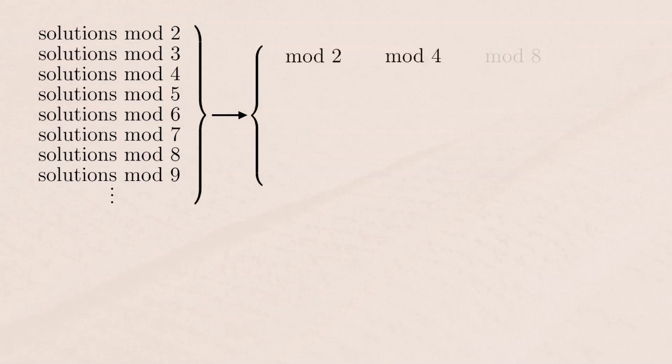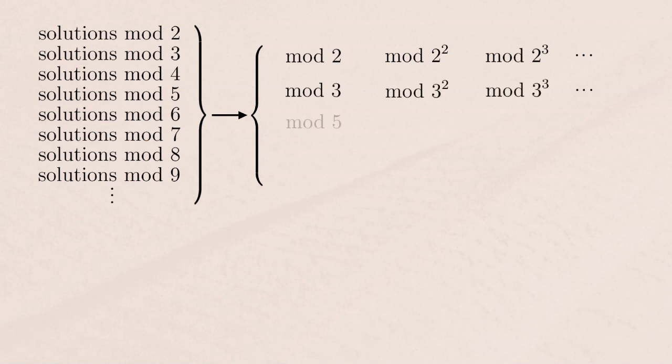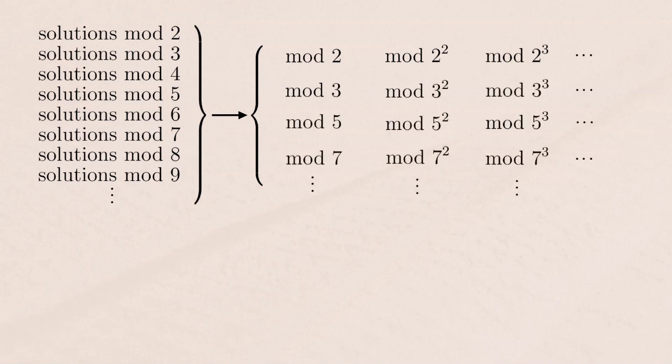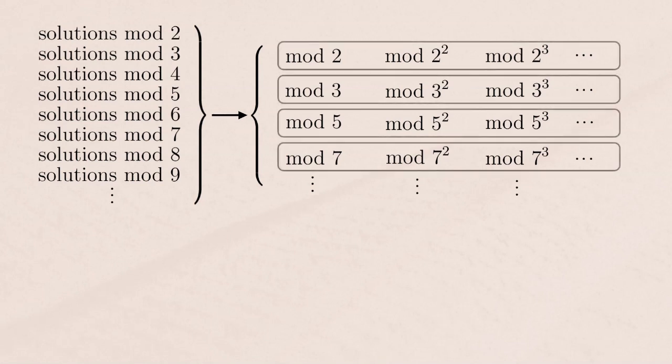So here are all the powers of 2. I'll write them like this. Here are the powers of 3, of 5, of 7, and so on. We're going to focus next on these families of congruences, one at a time.